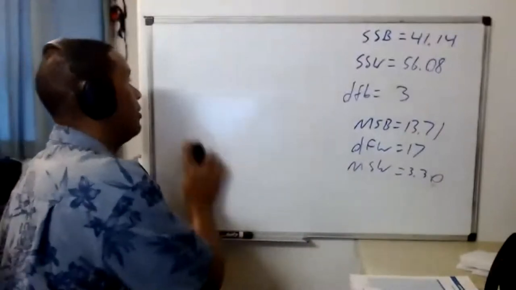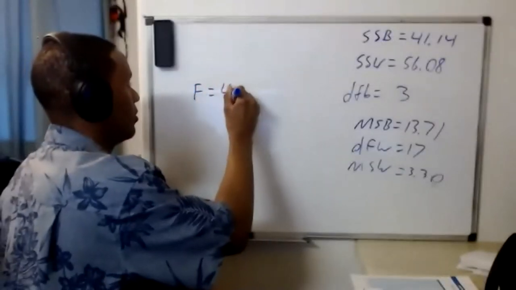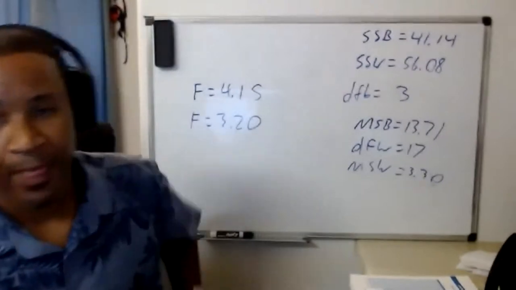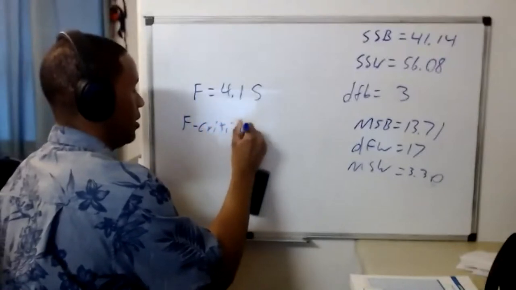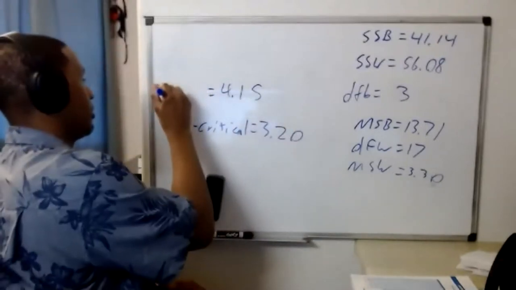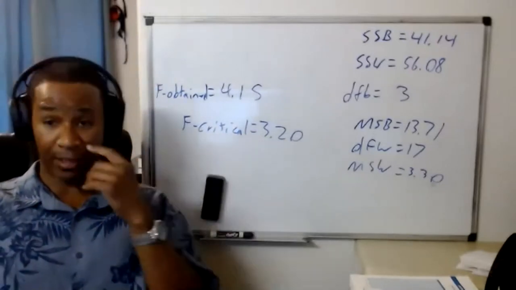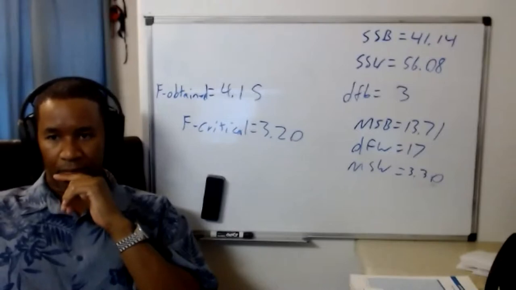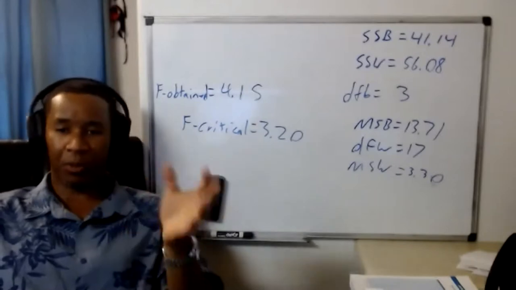So our F obtained is 4.15. Our F critical is 3.20, okay? I should label that a little bit better. Our F critical is 3.20, and this is our F obtained. Based upon our F obtained and our F critical, do we reject or do we fail to reject the null hypothesis? Well, the F obtained is larger than the F critical, so you reject since it's above. Good. So we reject the null hypothesis.